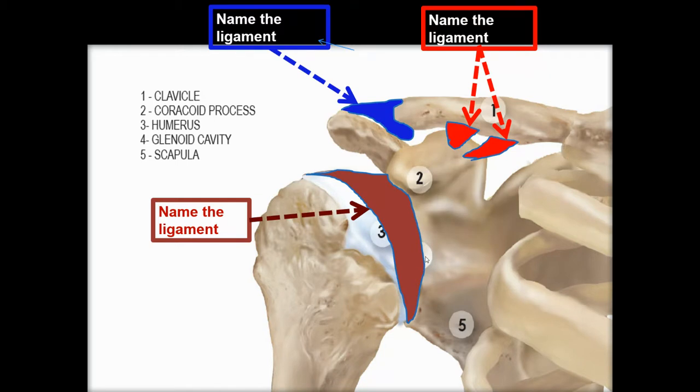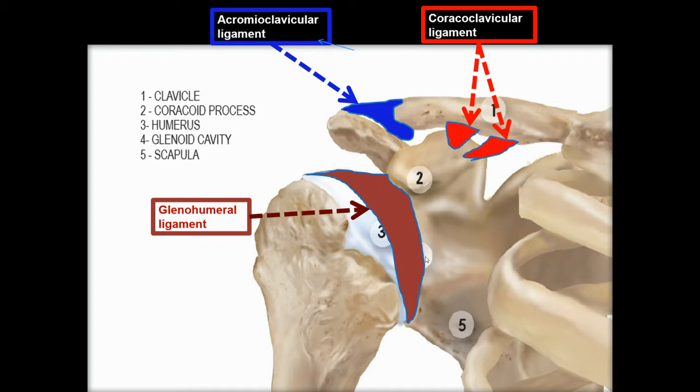And so if you chose acromioclavicular, you're right. The clavicle is more movable than the acromion. If you chose coracoclavicular, again, the coracoid is less movable and the clavicle is more movable. And then if you chose glenohumeral, the glenoid is more stable and the humerus moves.